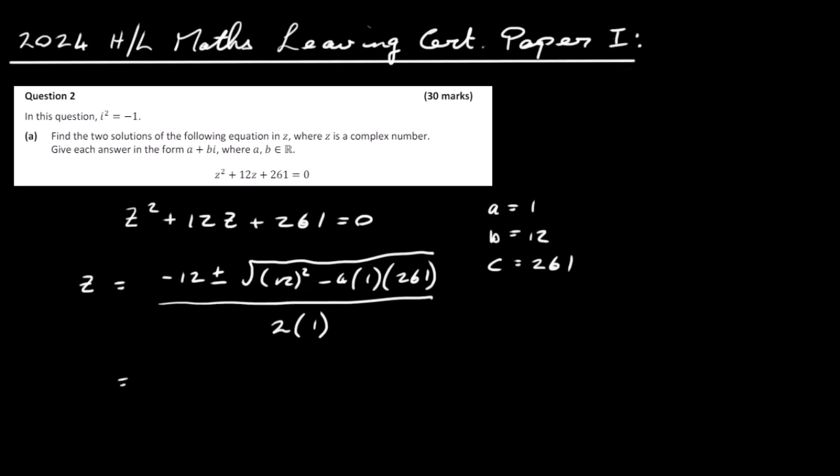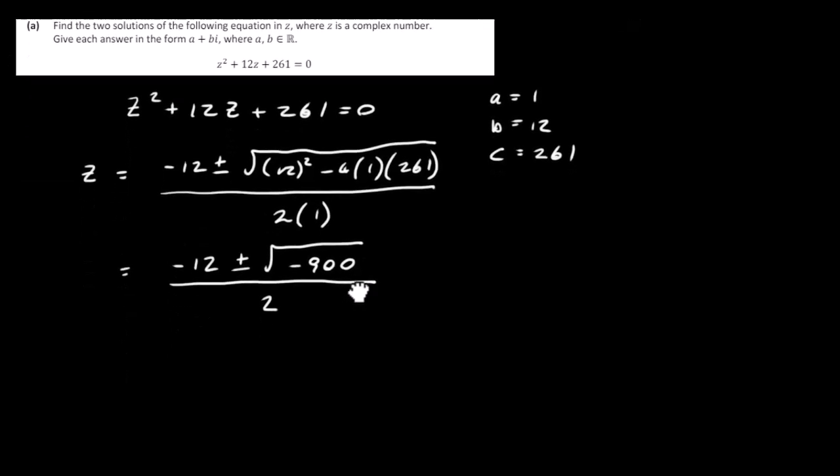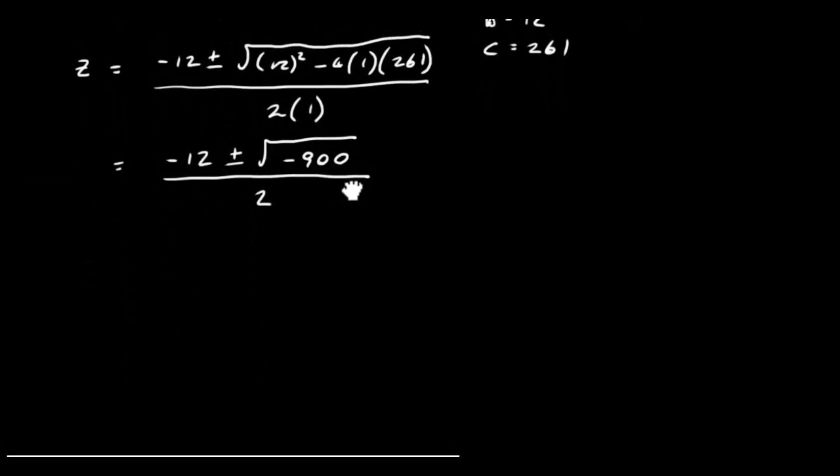So let's just simplify this a little bit. We've got minus 12 here, we've got plus or minus, we're going to have something there, and we've got 2 times 1, 2. So 12 squared is 144, and then we've got to subtract, because minus times plus is going to be minus, so 4 times 261. When you do all of that, you'll end up with minus 900. It's just calculator work at that stage. Okay, so we can see we have a negative value underneath the square root, so we're going to end up with a complex root here, or complex answers.